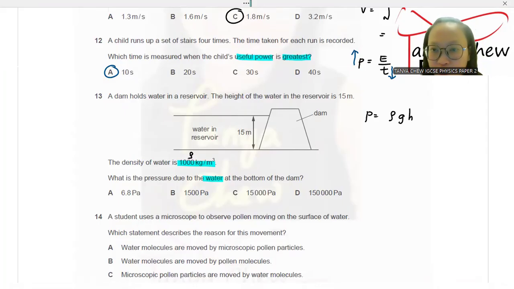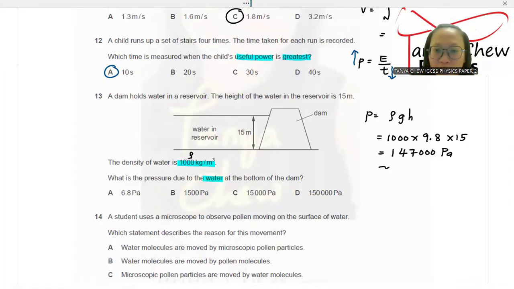So you want to find the pressure. Density of the water is 1,000. g is 9.8. And the height is 15 meters. So I'm going to do it. 1000 times 9.8 times 15, that is about 147,000 Pascal, and you could round it off to 150,000 Pascal. D is the answer.